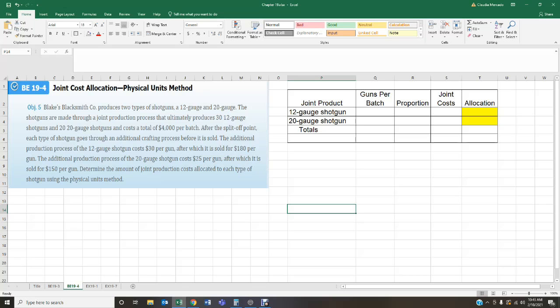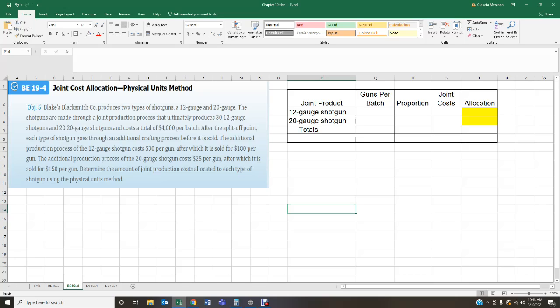Now, after the split off point, each type of shotgun goes through an additional crafting process before it is sold. The additional production process of the 12 gauge shotgun costs $30 per gun, after which it is sold for $180 per gun. The additional production process for the 20 gauge shotgun is $25 per gun, after which it is sold for $150 per gun. Now, they're asking us to determine the amount of joint production cost allocated to each type of shotgun using the physical units method.